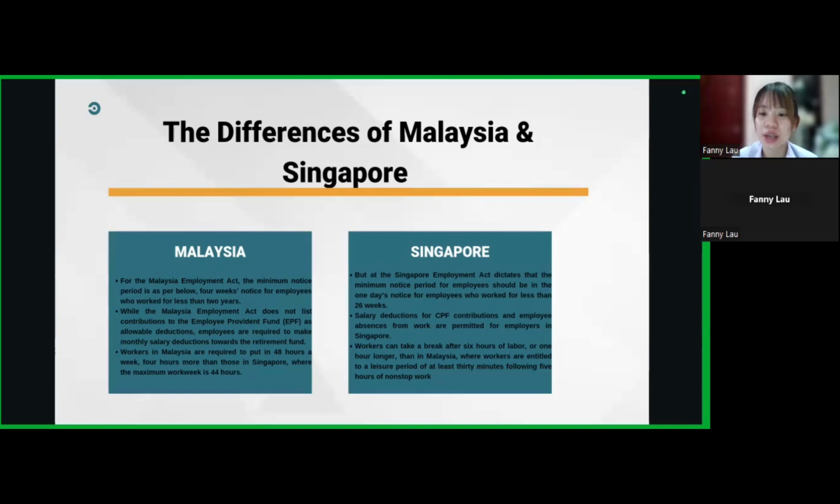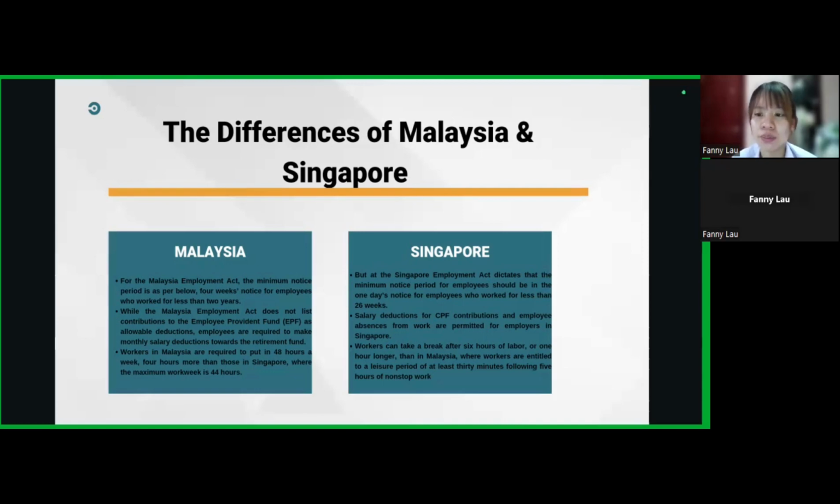The other one is the weekly work hours. Workers in Malaysia are required to put in 48 hours a week, 4 hours more than Singapore, where the maximum work week is 44 hours. However, Singapore workers can take a break after 6 hours of labor, 1 hour longer than in Malaysia.